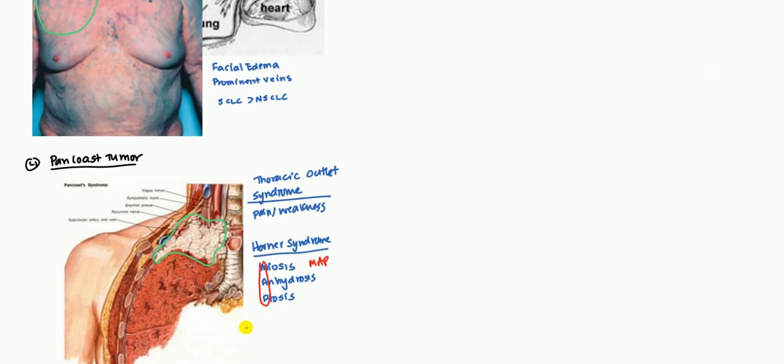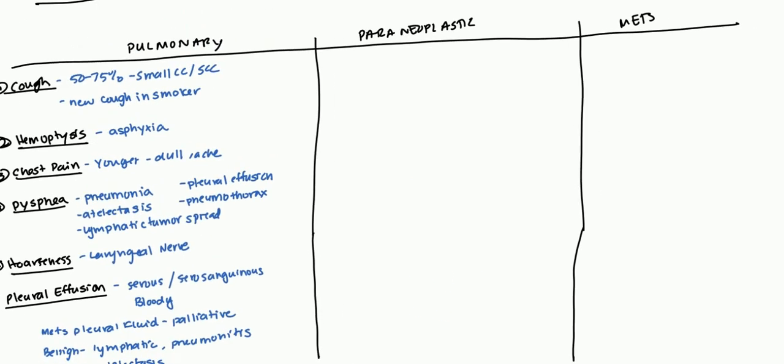So those are all the, and real quick, this is more common in the non-small cell lung carcinomas. That's because it's peripheral, and as you know, adenocarcinoma and large cell carcinoma are peripheral as well. Okay, so now let's move on to the paraneoplastic syndromes.